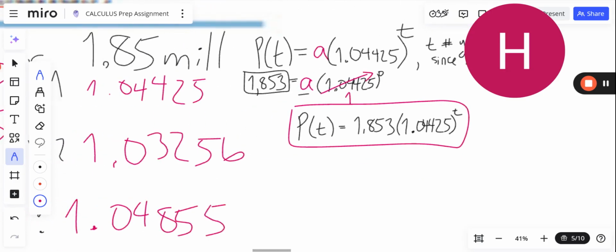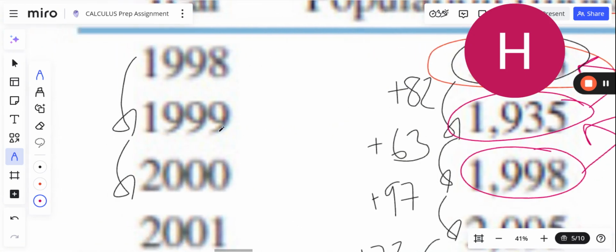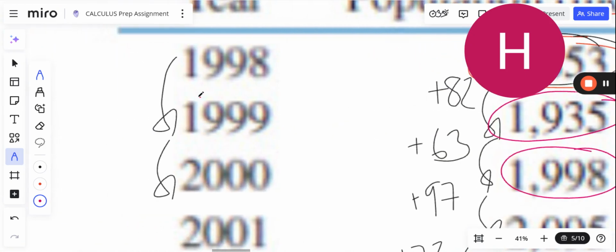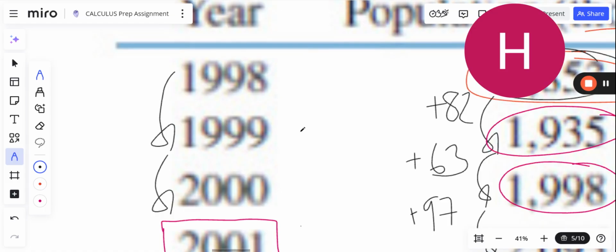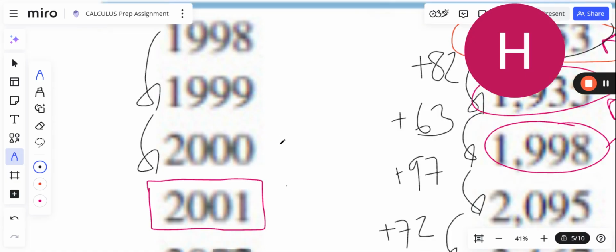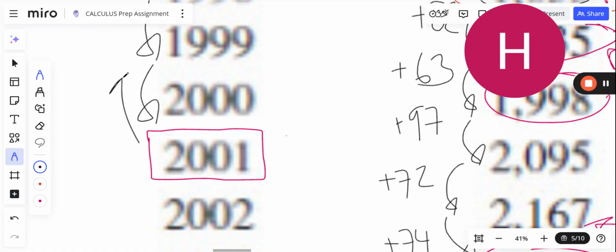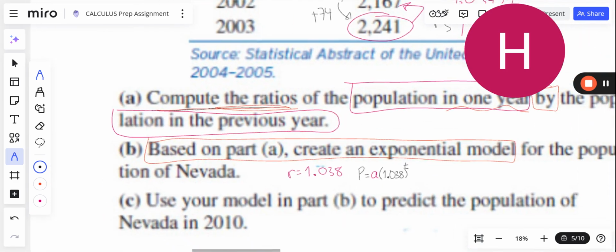Like I said, if you wanted to, realistically, you could use any one of these as your starting value, and you could use t as a year since 1999. However, just keep in mind that if you make your starting point somewhere over here, you're going to have to allow values of t that are negative in order to go backwards and look at certain populations from earlier years. You would have to allow us to go back in time. Okay, so that's the model that they want in part B.